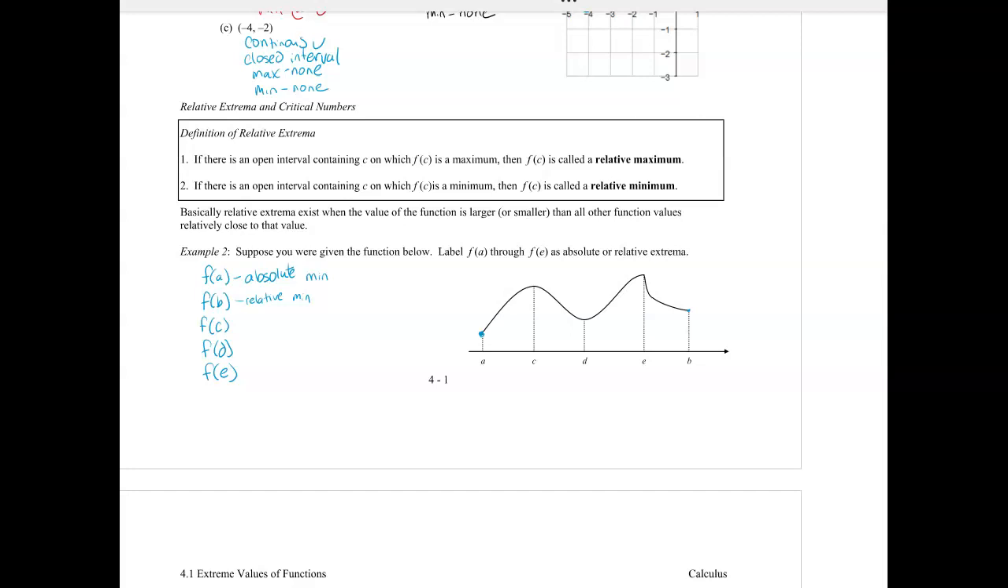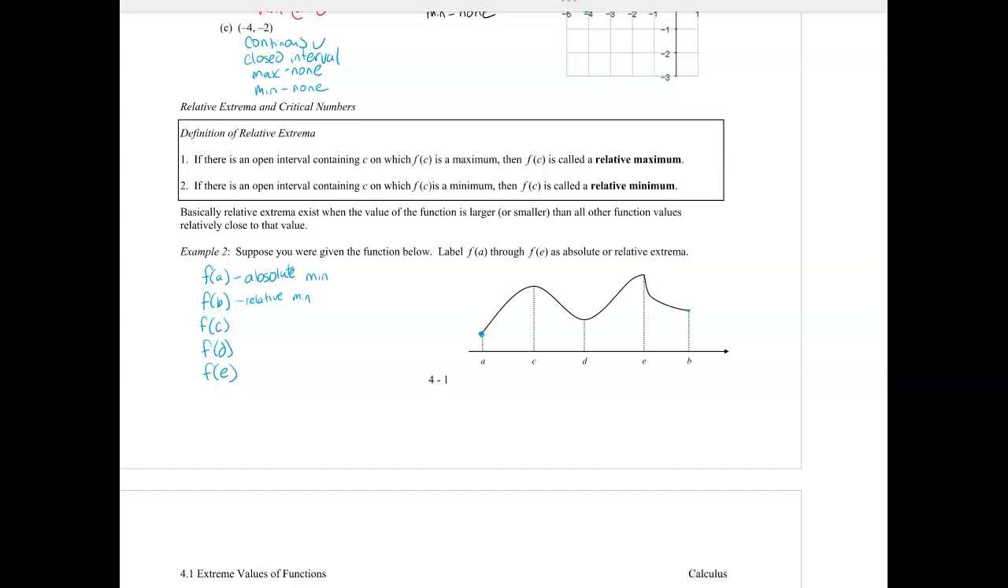That's not the most that we can have, but unless it's on the same exact y value the entire time, or it bounces between that lowest y value, I can't really have too many more absolute minimums.